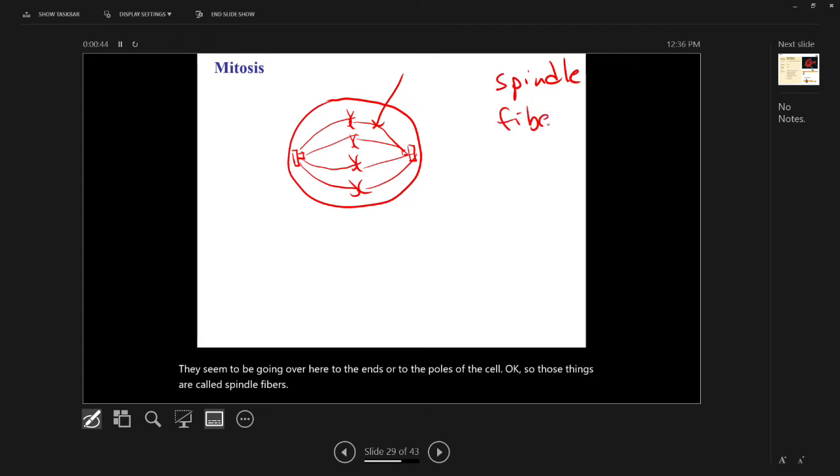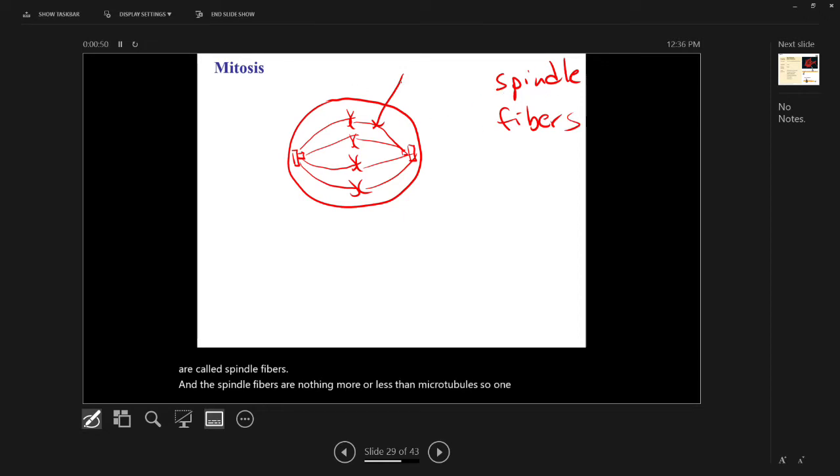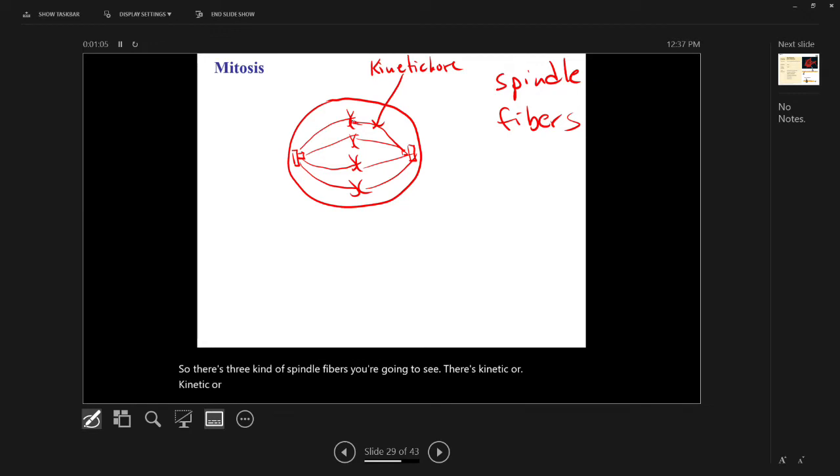And the spindle fibers are nothing more or less than microtubules. So one spindle fiber is one microtubule. It's just that in this application we call them spindle fibers. So there's three kinds of spindle fibers you're going to see. There's kinetochore fibers, which directly link to the chromatids and then pull them.